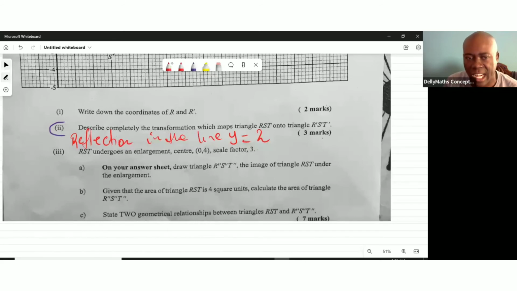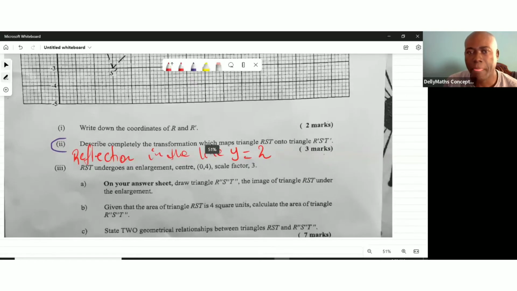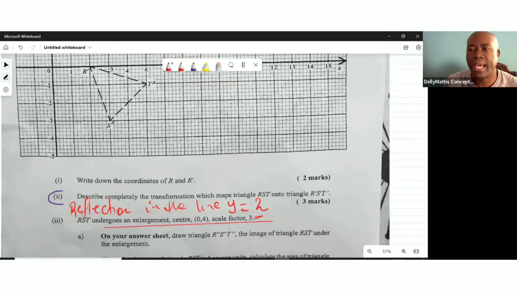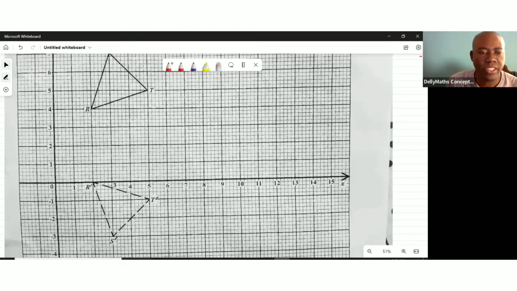RST undergoes an enlargement, center 0.4 and scale factor 3. All right. So RST undergoes an enlargement. We're right here, with center 0.4, all right, and scale factor 3. So very importantly, an enlargement, the center 0.4. So 0.4 is right here. So let me just highlight the center right there. So 0.4 is right there.